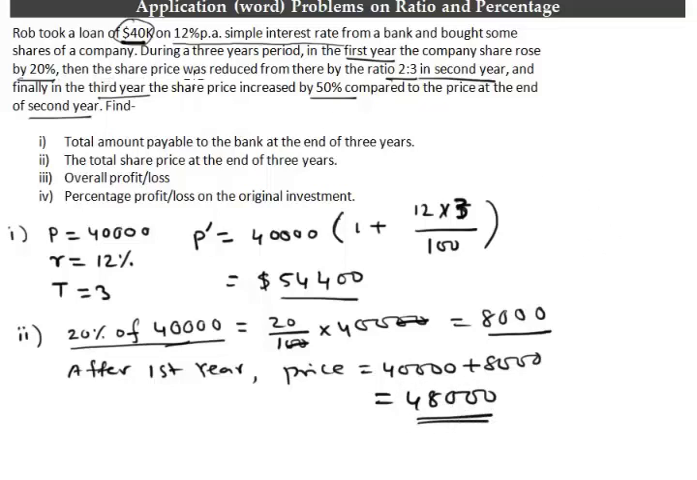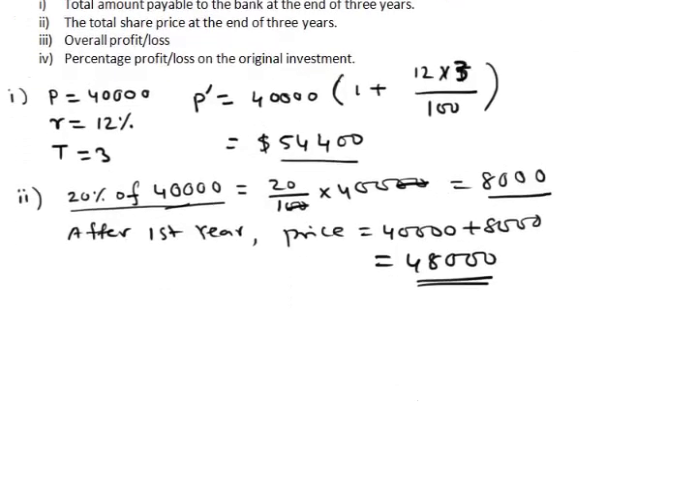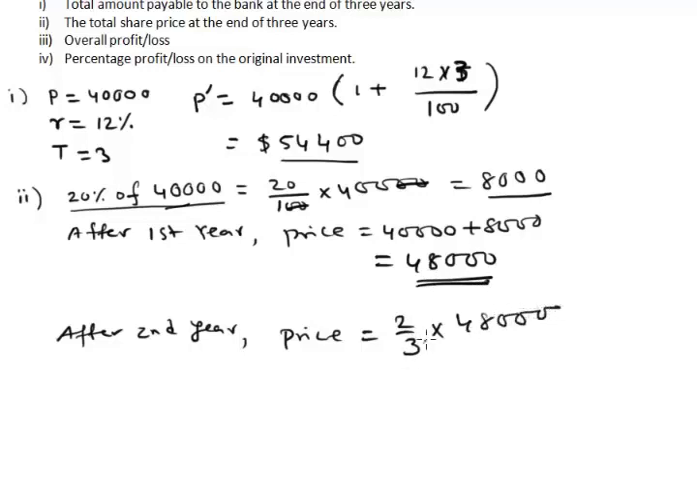Then the share price was reduced by 2/3 in the second year. So after the second year, the share price will be 2/3 of this price, 48,000. So 3 into 48 is 16, so 16,000 times 2, it will come down to 32,000. So at the end of the second year, the share price will be 32,000.